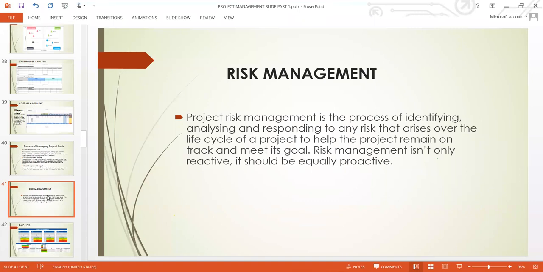Project risk management is the process of identifying, analyzing, and responding to any risk that arises over the life cycle of a project to help the project remain on track and meet its goal. Risk management isn't only a reactive process. It should be equally proactive. You mustn't just be reacting when things are about to happen or when things have happened. A good project manager must have an eagle eye to spot things before they happen.